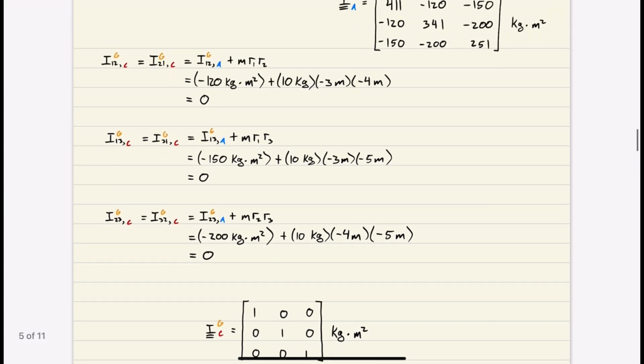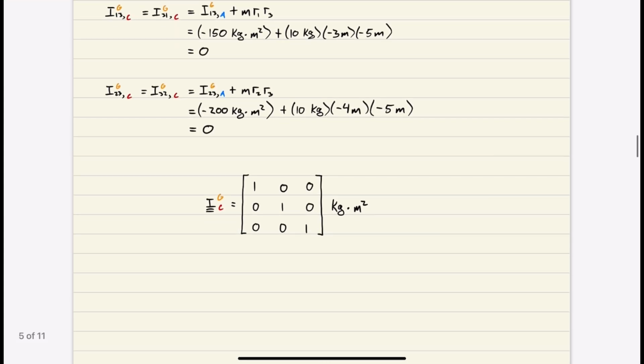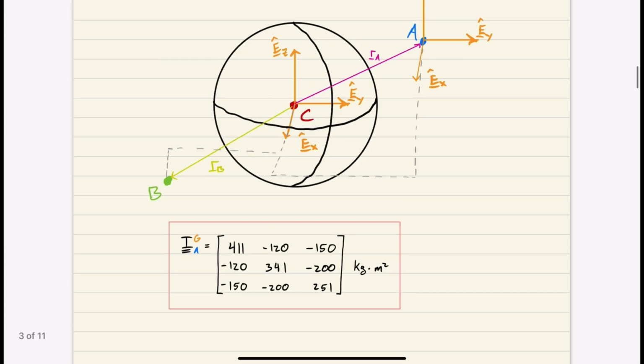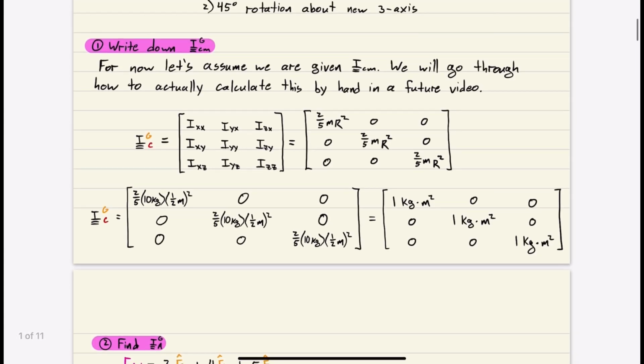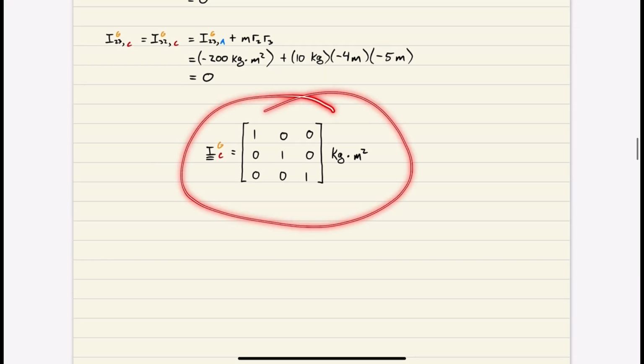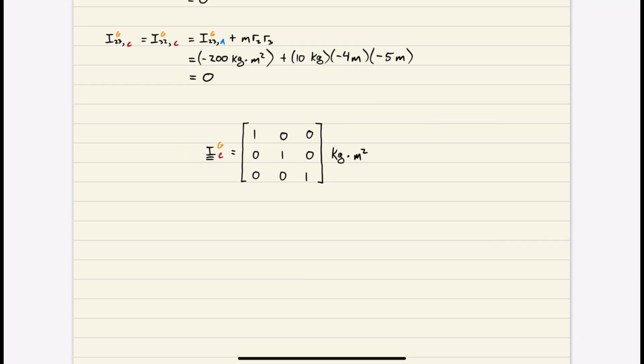Good. And you'll see we end up with 1s on the diagonal. Does that make sense? Well, yeah, because that's what we started with. That was the inertia tensor matrix at point C in G, right? And if we scroll back up, you'll see when we plugged in our values here, we got 1s on the diagonal. We're basically undoing what we did before. So 1s on the diagonal, it's correct. That is this here. So now we're back at C. Now we're at the center of mass.